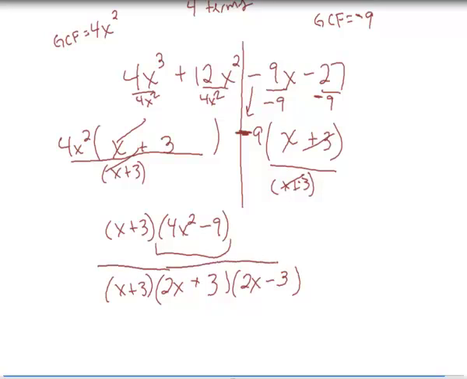I'm not good at making straight lines. Any more factoring before I go on to the slope one? Nothing? So the slope one? Okay. Yes?